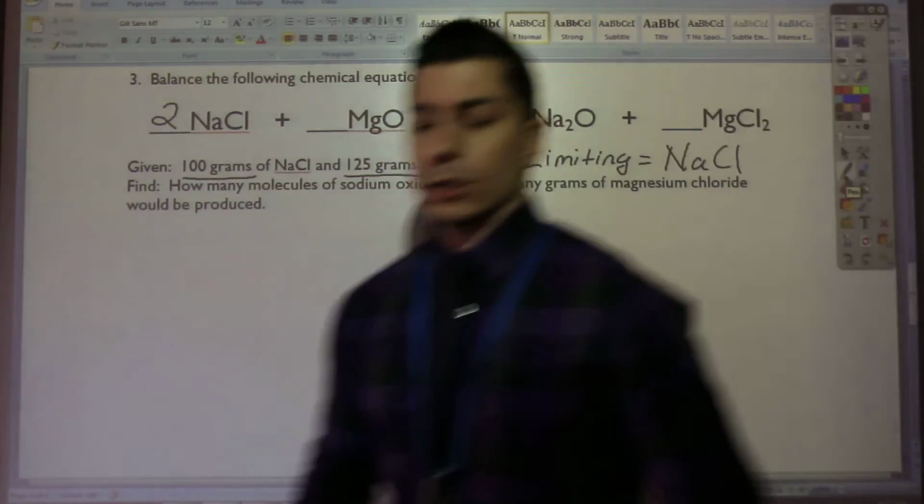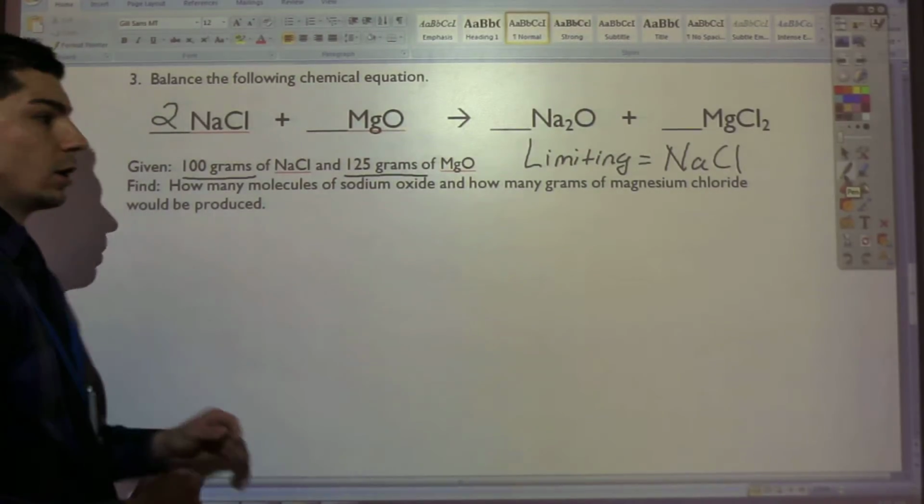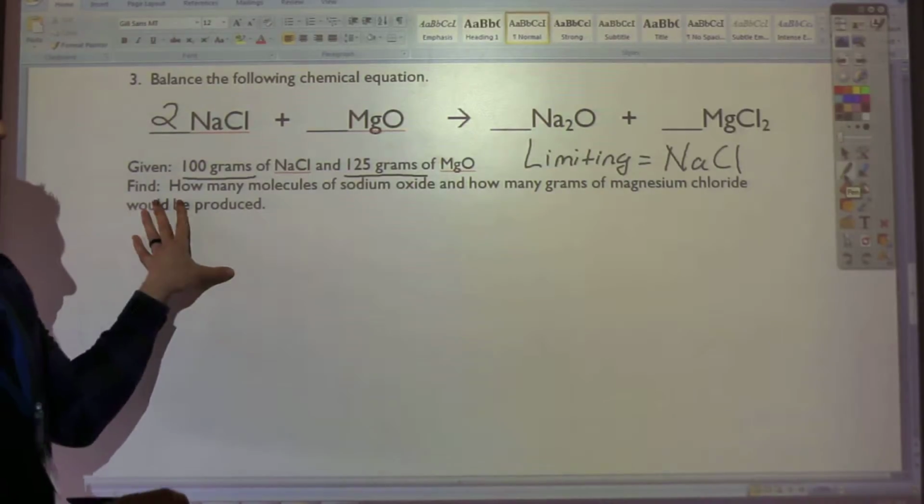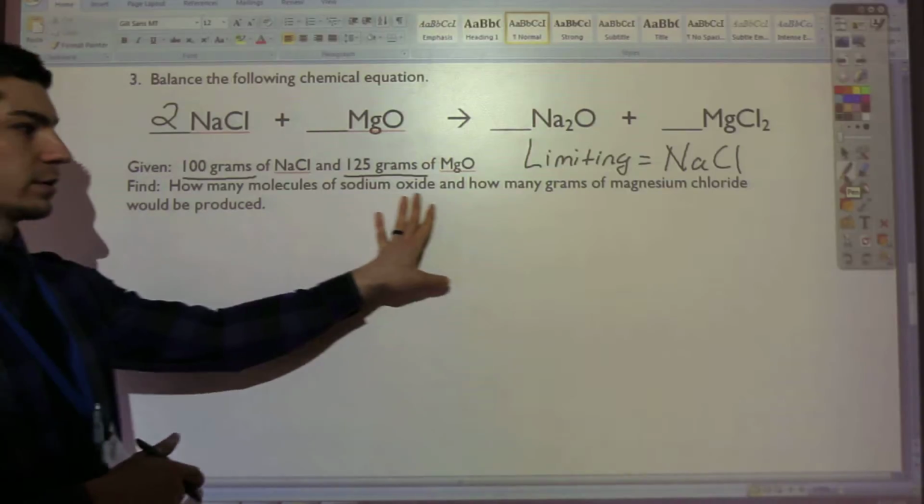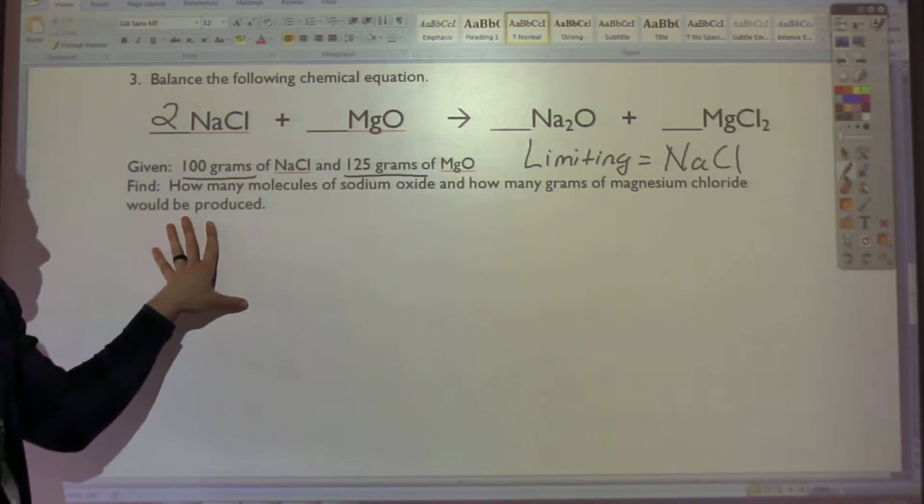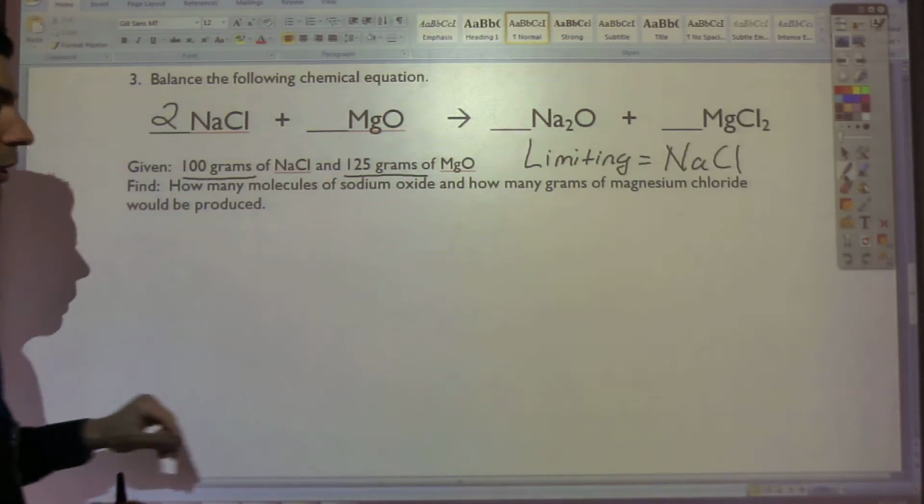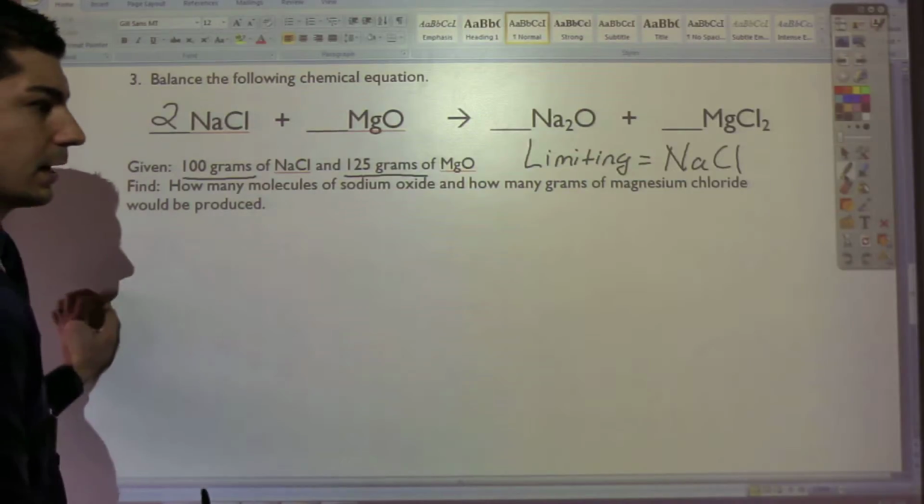There you go, clean slate. So after this, our next step is to find out what they want in the problem. It's asking for how many molecules of sodium oxide and how many grams of magnesium chloride would be produced. So we are going to use our limiting reactant.